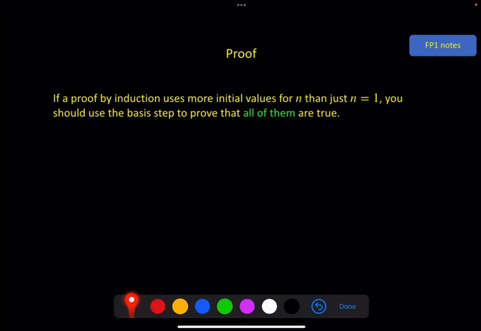In this video, we're going to prove general terms like the nth term for recurrence relations. And there's a quick note here before we get into the examples. Proof by induction is all the same, but if you have more initial values for n than just n equals 1, you should use the basis step to prove that all of them are true. So we're going to have a few more things to do in the basis step here, because our recurrence relations are giving us more information. We need to check that it all works.